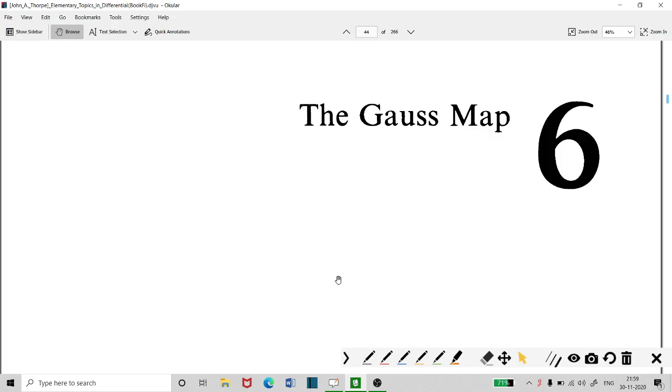Hi all, today we start discussing module 2, chapter 6, the Gauss map. The Gauss map is meant for the measurement of the curviness of a surface in Rn, or any n-surface in Rn+1.